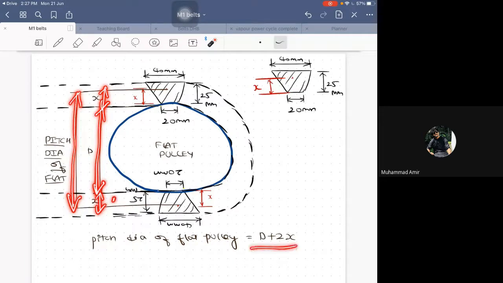Now I have calculated the value of x. I know the diameter of the pulley. Now I will be in a position to calculate the pitch diameter of the flat pulley. Now at least did you get what I am trying to do? If yes, please raise your hands. Okay. That is the overall story of what I am trying to do.